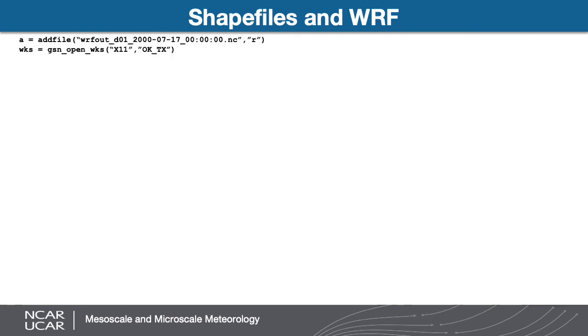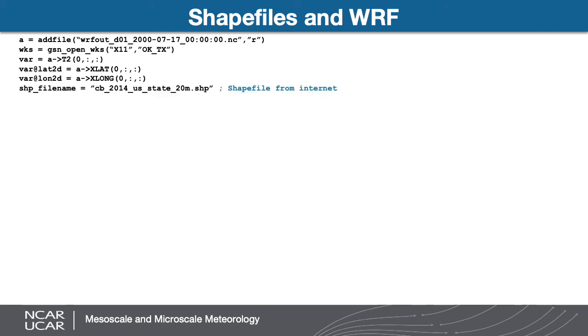Next, I'm going to walk you through an example of how we can use a shapefile to mask some data. So we're going to read in a WRF out file here, and then we're going to open a workstation, and we're going to print it to the screen. So here we're going to read in T2 just at the very first time, and we're also going to read in latitude and longitude.